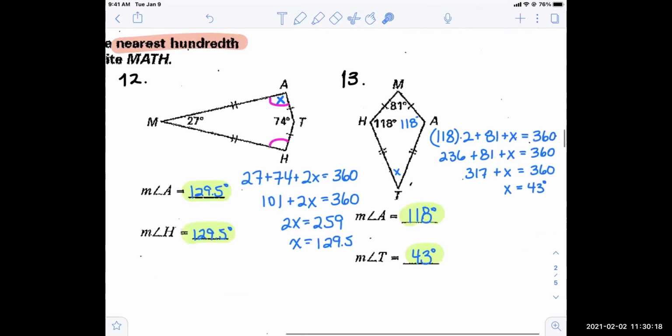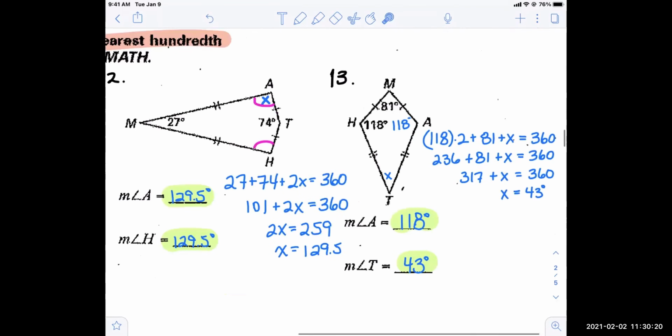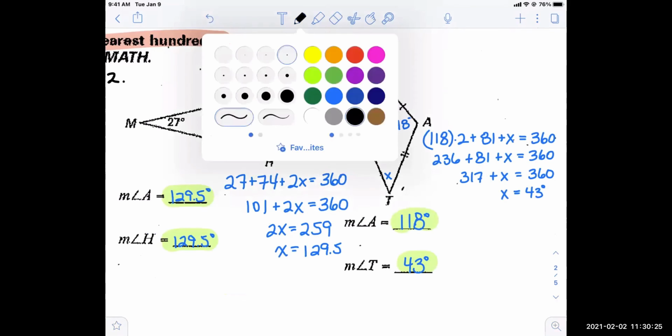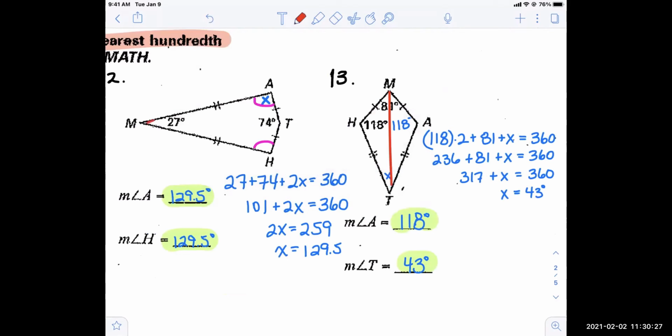Okay, on the kites where you don't have diagonals drawn in, sometimes students are compelled to go and draw in the diagonal and use the 2 triangles. But just remember that a kite has all the angles adding up to 360, and it has 2 congruent ones that would be joined by the long diagonal. So 27, 74, and 2 of these add up to 360. You can certainly use the triangles, you just don't really need to do that.